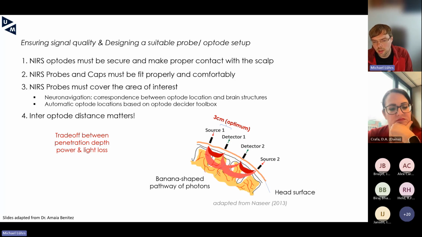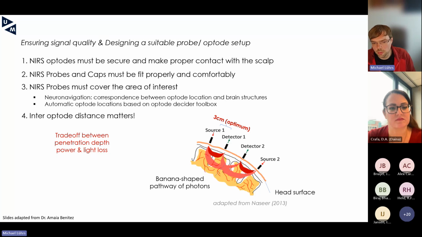And for good fNIRS devices, you still get a good signal with these ranges, but you have to consider that this is a difference across the channel. So you can't assume that all the channels are measured with the exact same distance and the exact same channel quality.